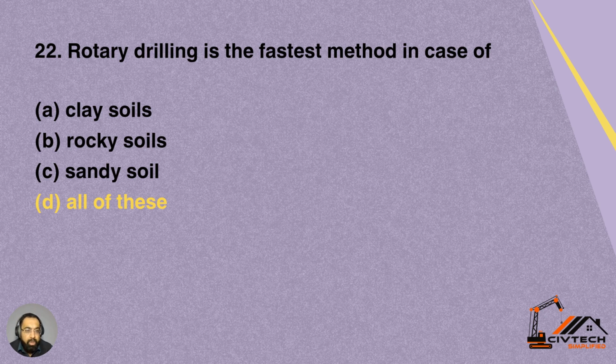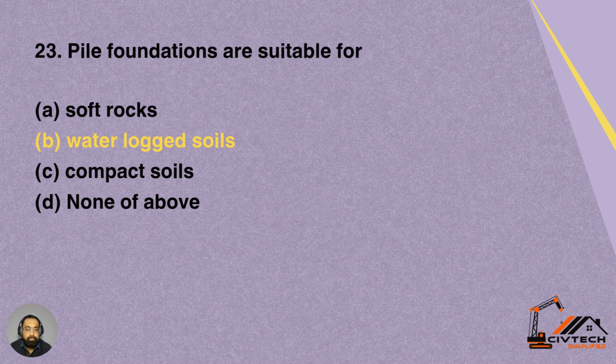Then we have question 22. Rotary drilling is the fastest method in case of: A, clay soil; B, rocky soil; C, sandy soil; D, all of the above. So for all these soils, like clay, rocky or sandy, rotary drilling is the fastest method for drilling. Option D is correct for this question. Don't go for percussion drilling in case of rocks or sandy soil or clay soil.